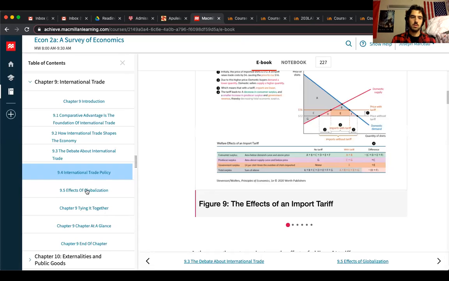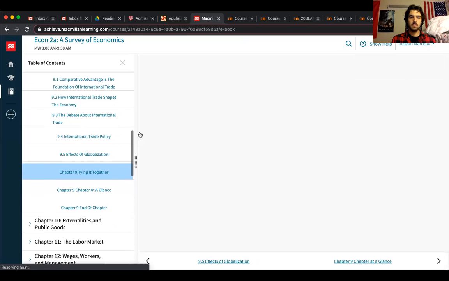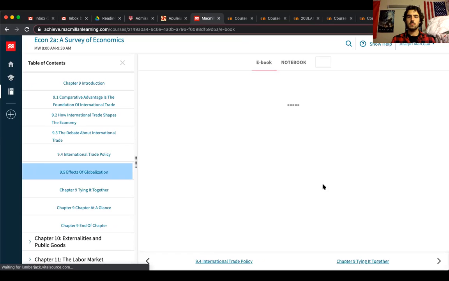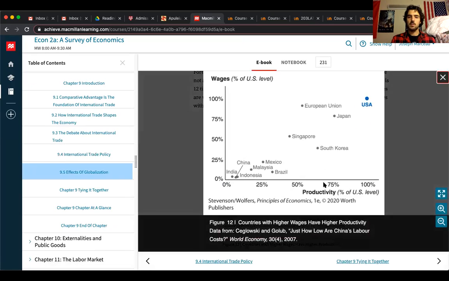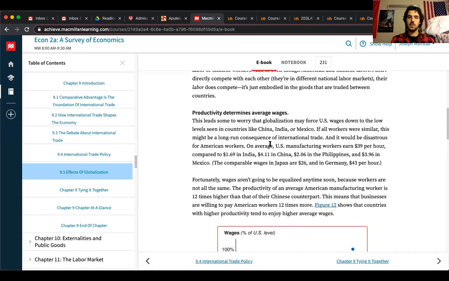I'll go to that page in the book, share my screen to the book. Wait for it to load. Come down to this graph. It's also shown. Let's zero in here.